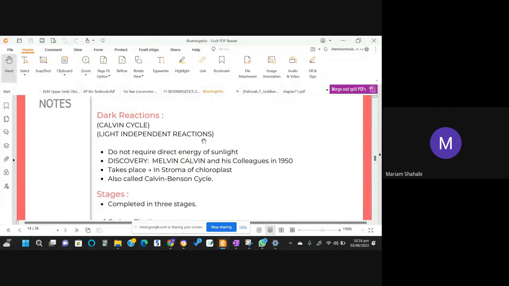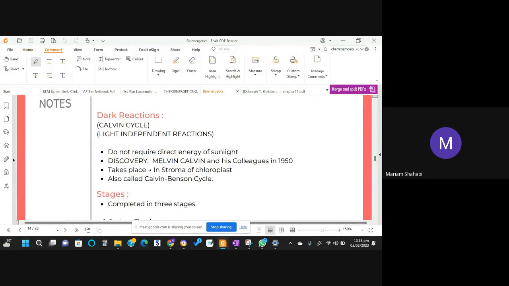So the light independent reactions are also known as the dark reactions, and it is said that this is not the right term to use. You cannot say these are dark reactions because they do not happen in the dark. They can also happen during daytime. They do not require the energy of sunlight, that's why they're called dark reactions. Okay? They were discovered by Melvin Calvin and his colleagues in 1950. Factual recall, please do learn this.